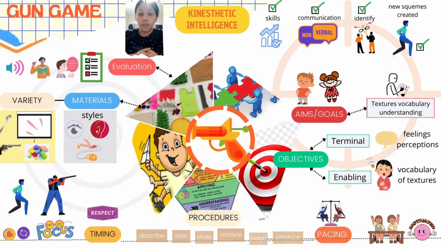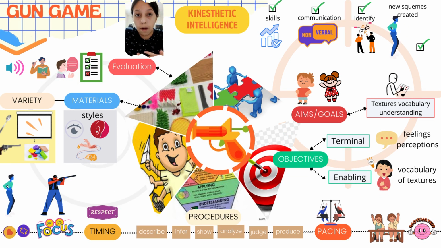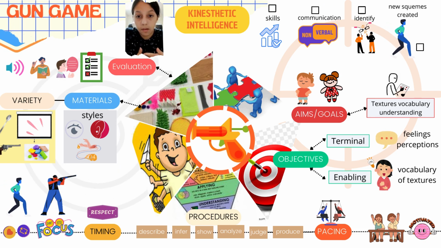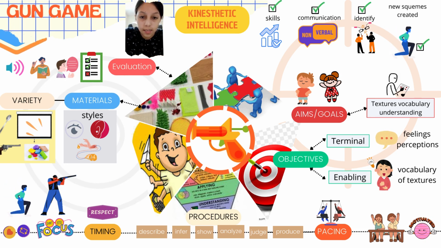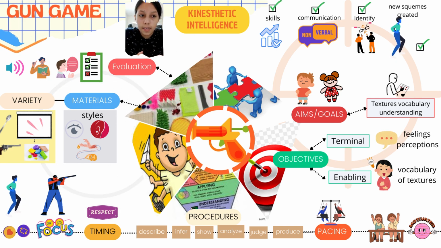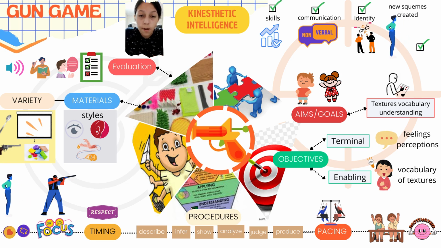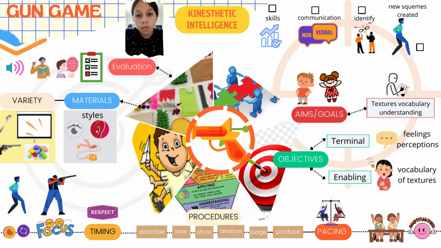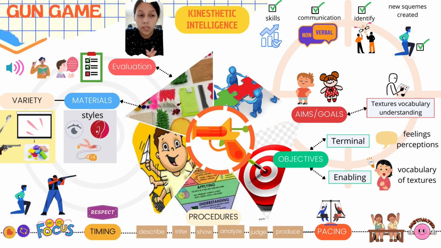Good evening, my name is Victoria Salinas and I'm going to talk about the gun game. In this activity, the teacher regarded one of the most outstanding intelligences in his class, the kinesthetic intelligence. We are going to analyze the next steps of this activity. First, the goal setting. The main goal was to evaluate the students' understanding of the texture vocabulary.